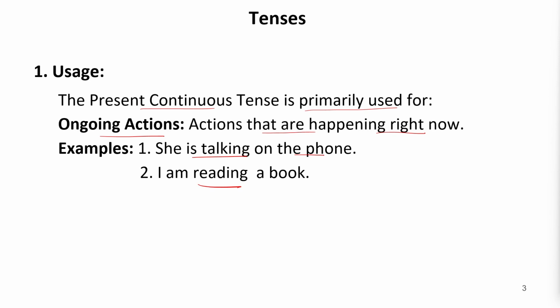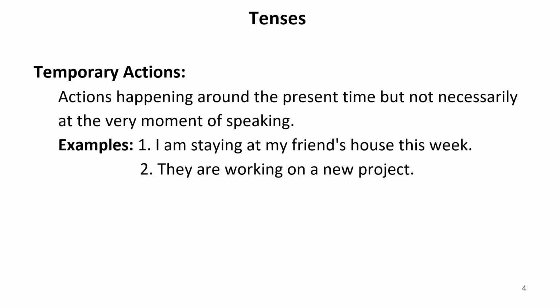Also, present continuous tense shows actions which are temporary, actions happening around the present time, but not necessarily at the very moment of speaking. It means when we are speaking to someone about something, maybe that time the action is not going on, but these are temporary parts of our life. For example, I'm preparing for government exams. So this is only temporary in my life. It is not the part of my entire life. So these are actions which are generally going on right now.